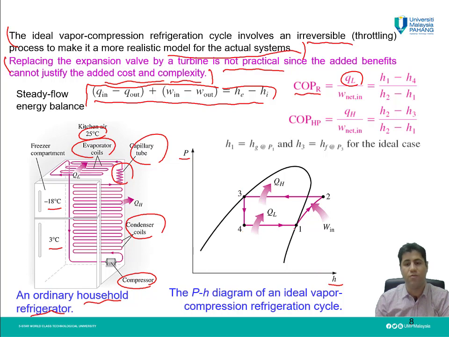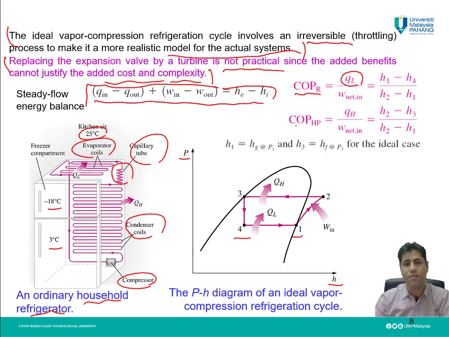And from state 4 to state 1, in the evaporator, QL is absorbed from the colder environment inside the refrigerator. Then the cycle in the P-h diagram is like what you can see here. If we use this diagram, we can simply find QL and W net in. QL here in this diagram is H1 minus H4, and W net in for this cycle is H2 minus H1. Simply, we can find the COP for the refrigerator.